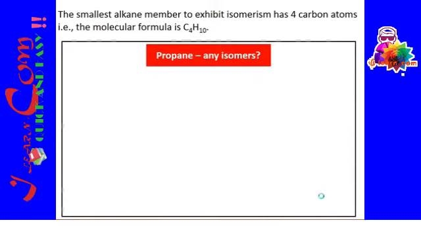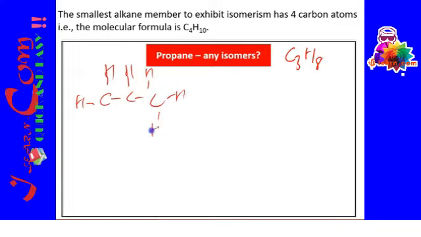Propane. Does propane have any isomers? Earlier we did butane. Butane, 4 carbons, has 2 isomers. What about propane? Are there any isomers? Propane, 3 carbon, C3H8. So this is one way to draw propane. Are there any other ways that I can draw propane? So this is the straight chain.